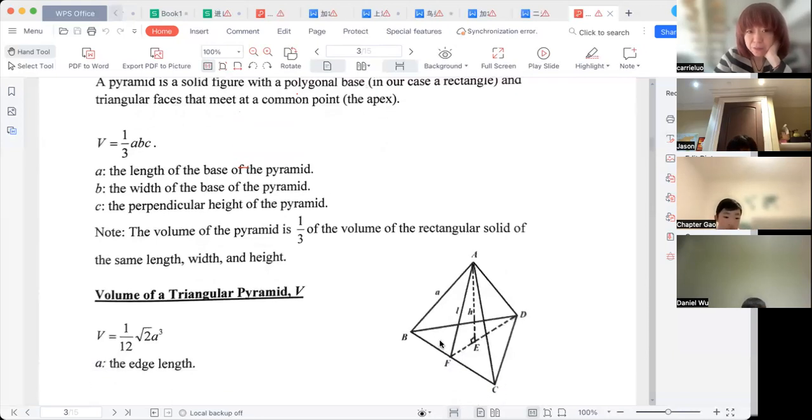Okay, so let's take a look at this one. So V equals A times B times C over 3. A equals the length of the base of the pyramid, B the width of the base of the pyramid, and C is the perpendicular height of the pyramid. Okay, the volume of the pyramid is 1/3 of the volume of the rectangular solid of the same length, width, and height.